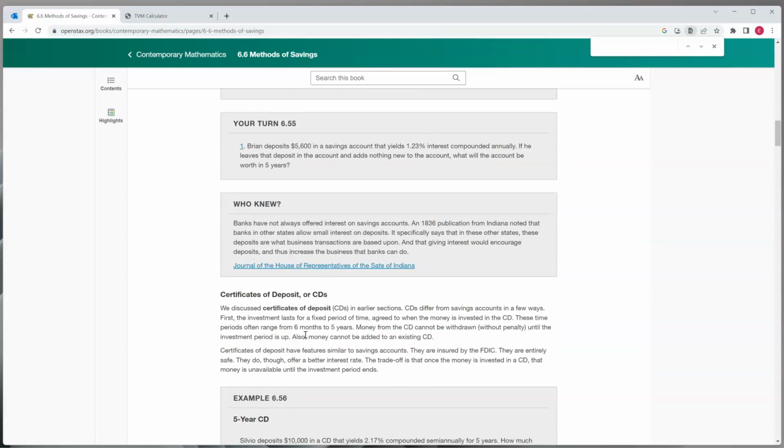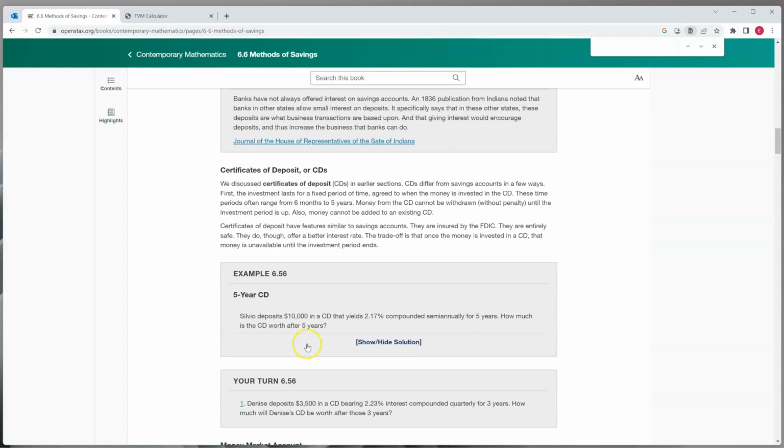So we're going to go ahead and move right along. We also have a type of savings account called a certificate of deposit, which is CD for short. These aren't really as popular as they used to be, mainly because they're a little more restrictive. I'll talk about that in a minute. And they don't offer as high yields as they once did historically.